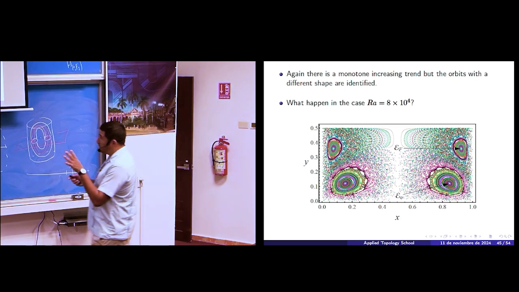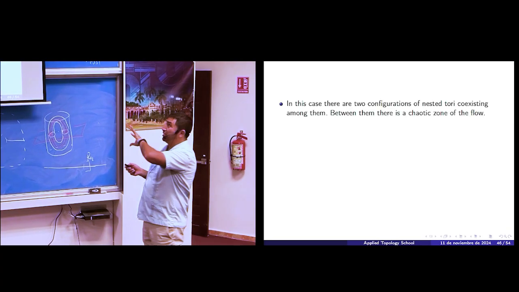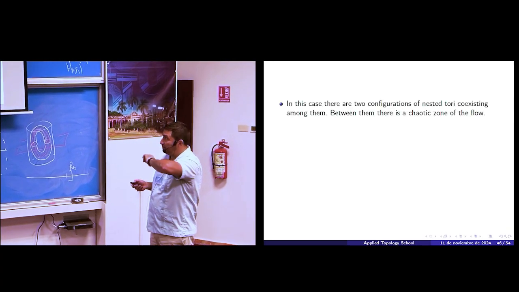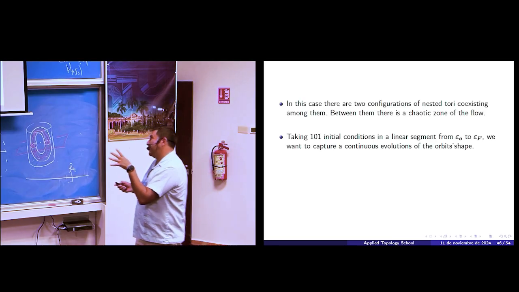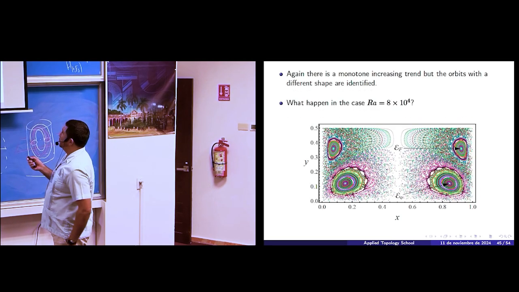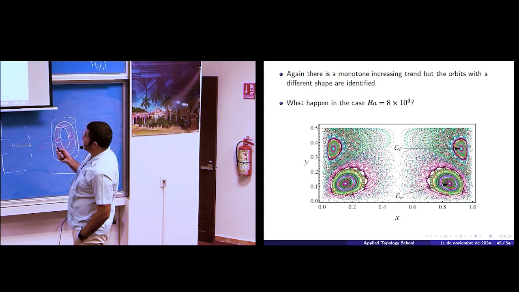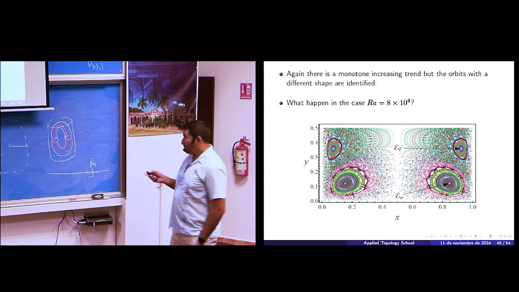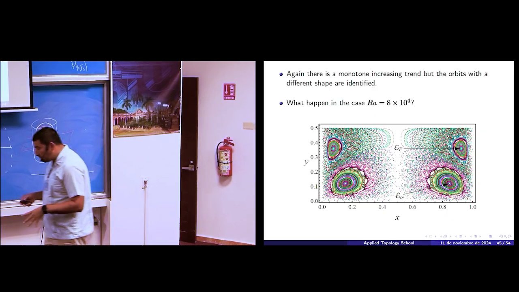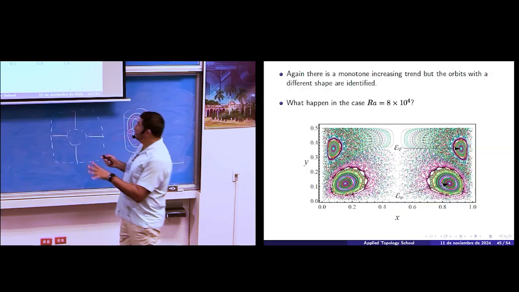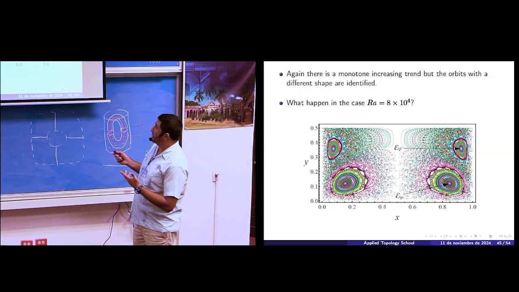Here we have a problem, because in this case there are two configurations of nested tori coexisting, and between them there is a chaotic zone. We take 100 initial conditions from this center to the other center, and the goal is to construct an algorithm which allows us to order the orbits in this region.